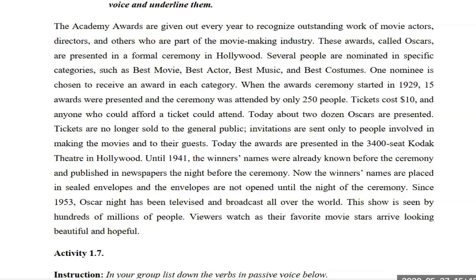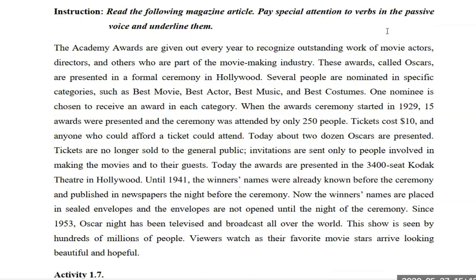You have 5 minutes. You will find out the passive verbs from this magazine article. Okay, I'm still at the passive verb classwork. This is classwork. You will find out the passive verbs from this magazine article.